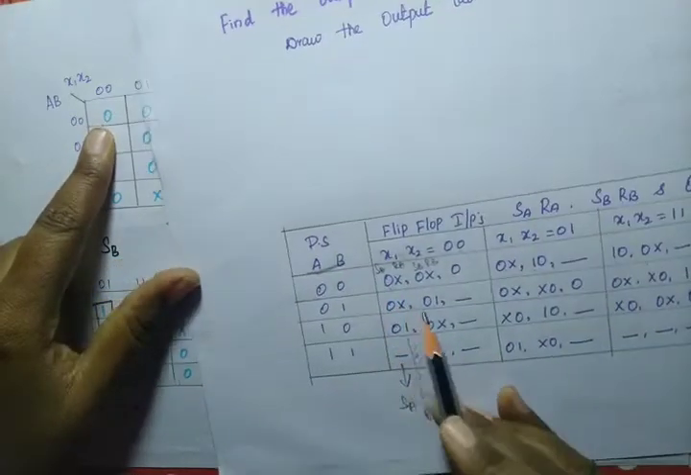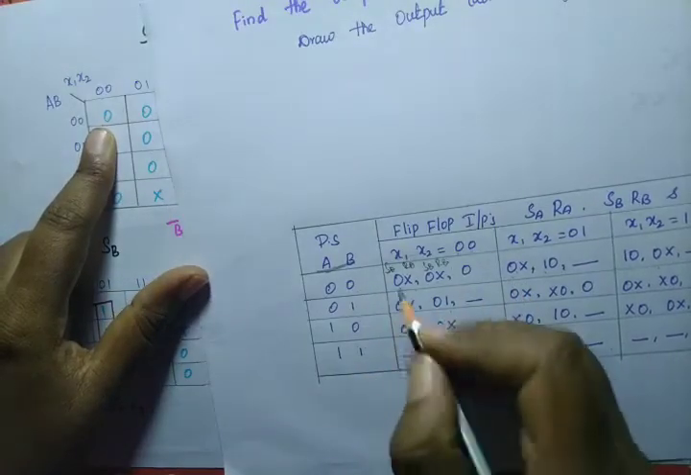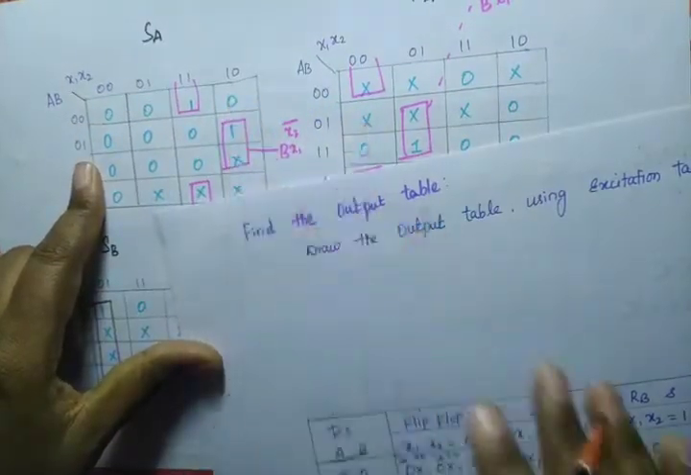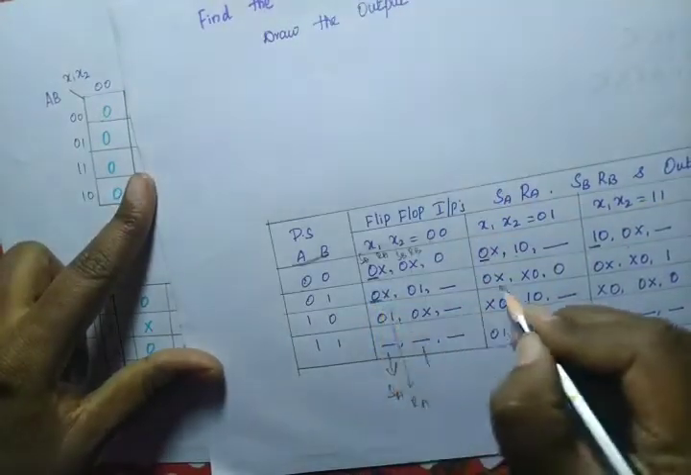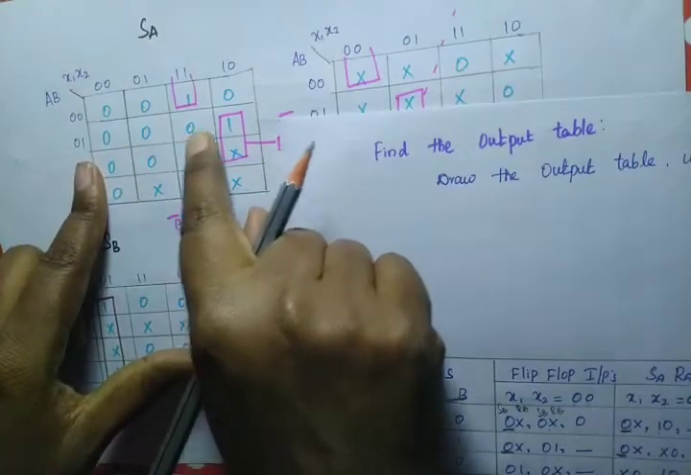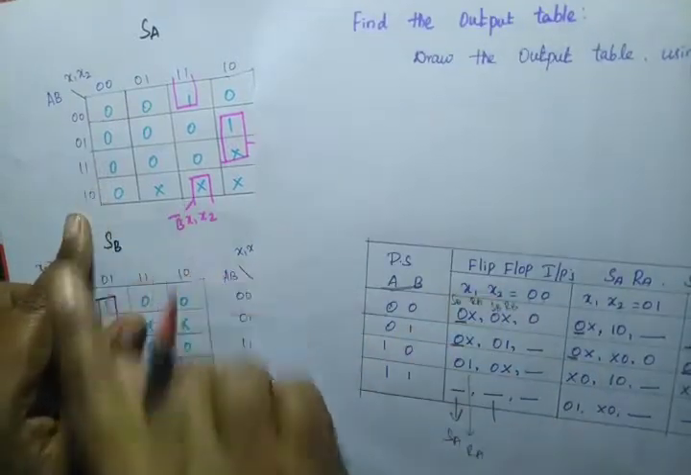So see here 0 0 0 0 1 0. So 0 0 1 0. Next 0 0 0 1 0 0 0 1. Next here we have 1 1.